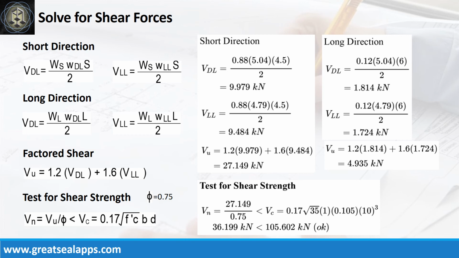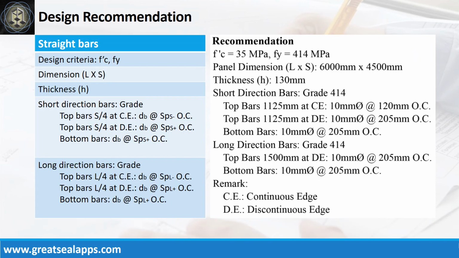105.602 kN concrete capacity. Design recommendation as follows: Fc prime equals 35 megapascal, Fy equals 414 megapascal. Panel dimension is 6000 mm by 4500 mm. Thickness is 130 mm. Short direction bars of grade 414. Top bars 1125 mm at continuous edge. 10 mm bar at 120 mm on center.